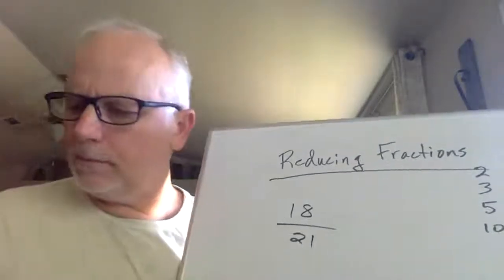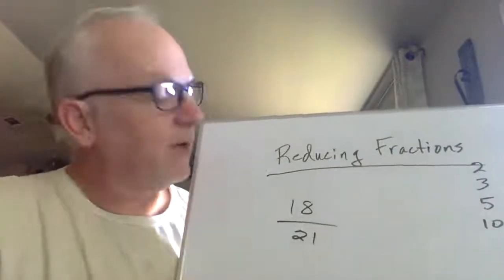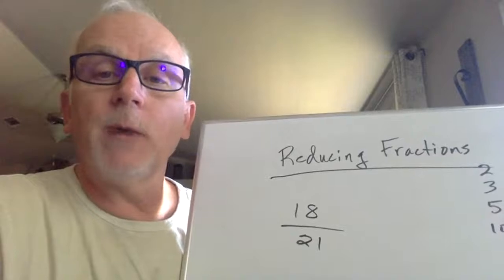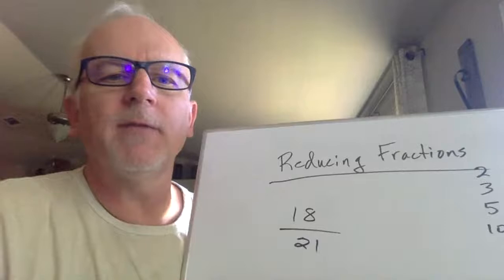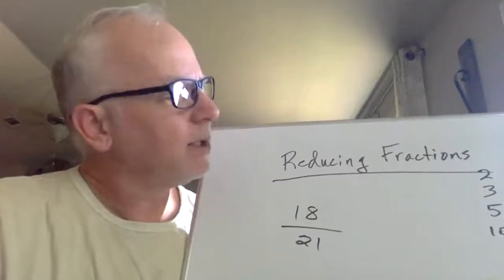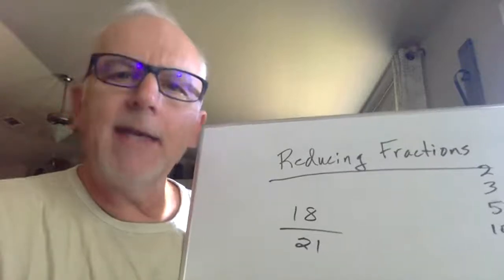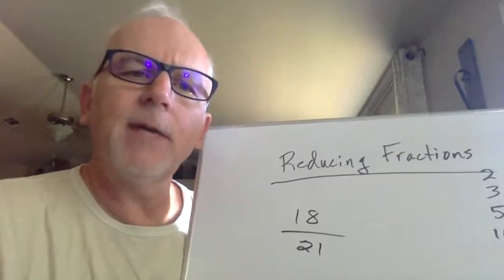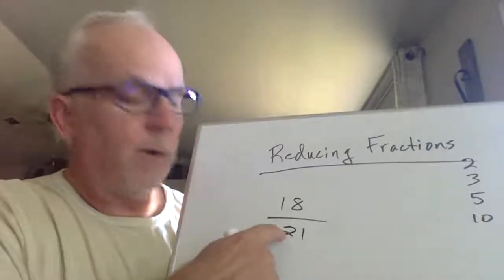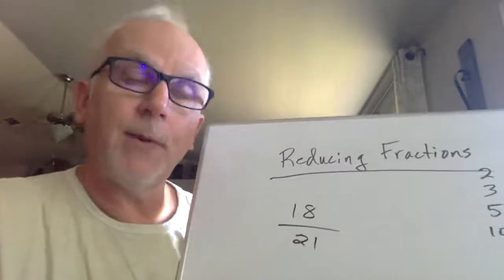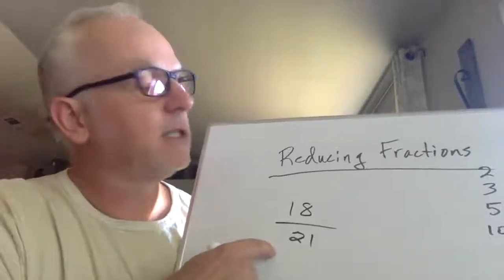So let's consider 18 over 21. Well, 18 is even, so we know it's divisible by 2, right? But 21 is not even, so we're not going to be able to divide both of them by 2. So let's try 3. 1 plus 8 is 9, and 9 is divisible by 3. So 18 is divisible by 3. And 21, 2 plus 1 is 3, and 3 is divisible by 3. So therefore, 21 is divisible by 3.